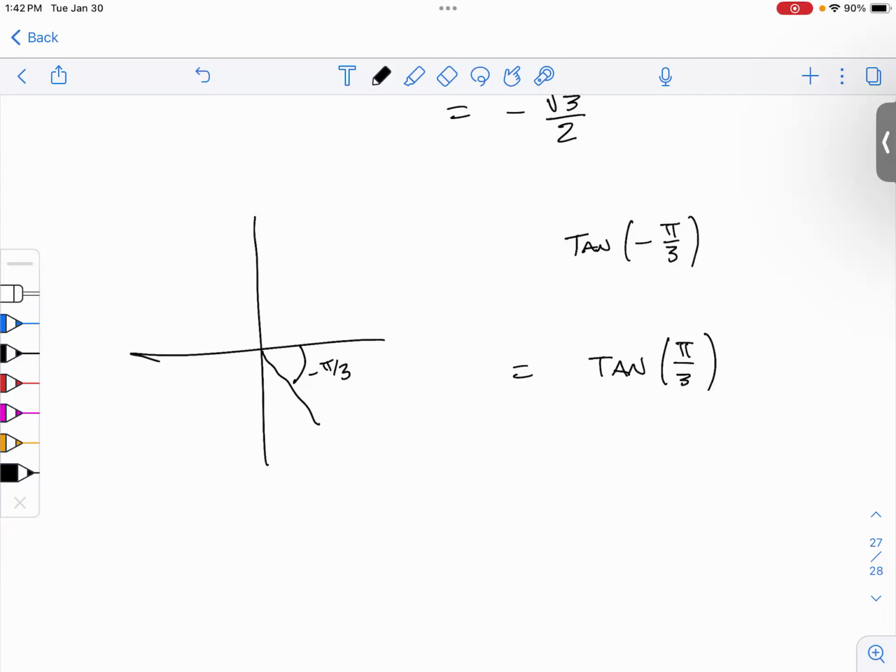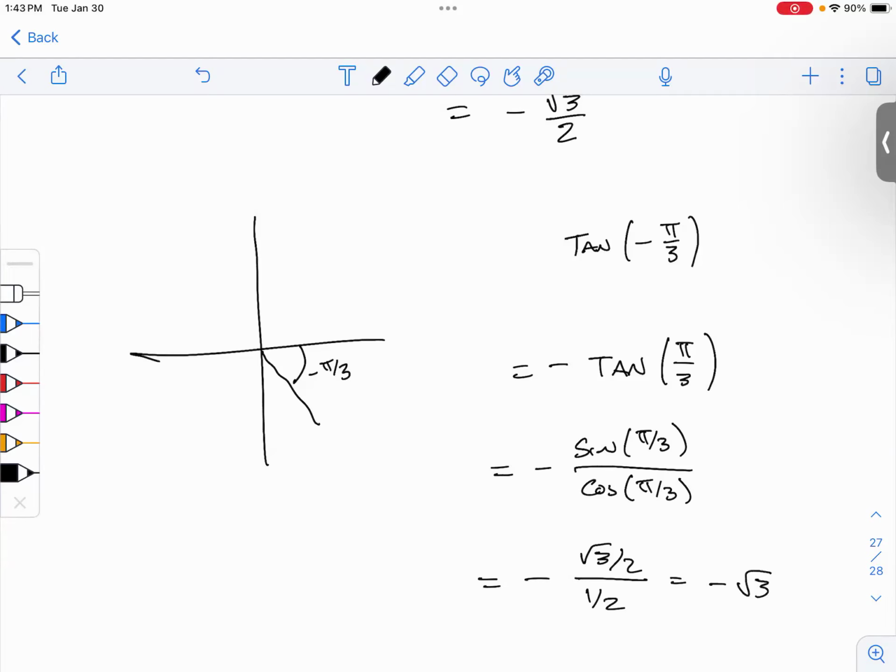So tangent is sine divided by cosine. Is cosine positive here? Is x positive here? Yes. Is sine positive here? No. So a negative divided by a positive is a negative. And that's really the point of that one. All right, tangent of pi over 3 is sine of pi over 3 divided by cosine of pi over 3. So sine of pi over 3 is √3/2. Cosine is 1/2, which makes this negative √3.